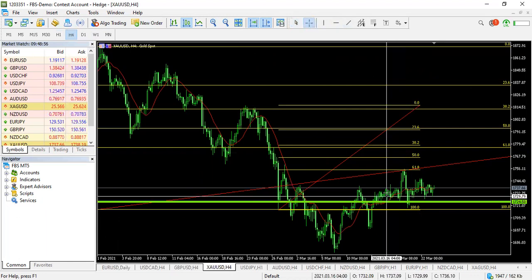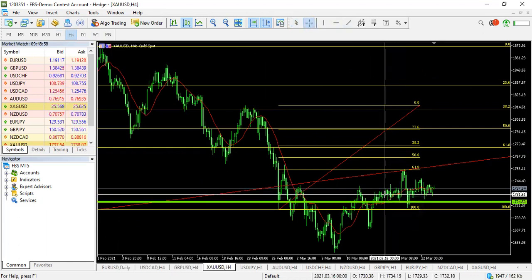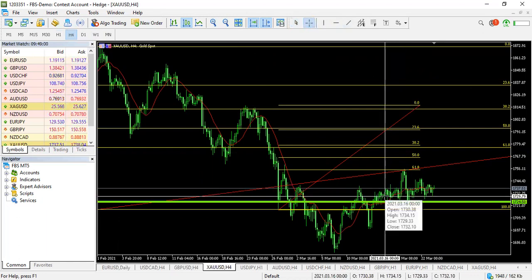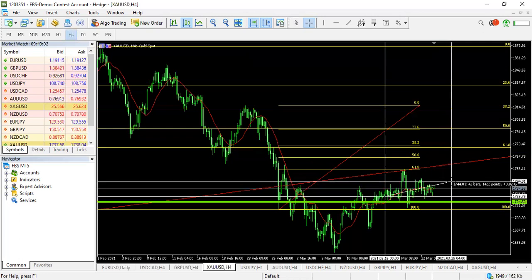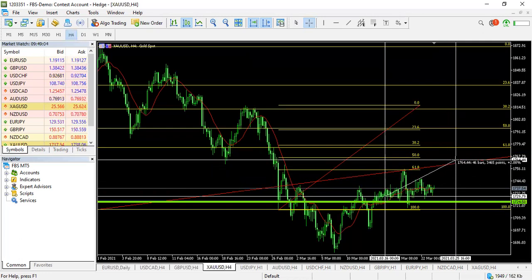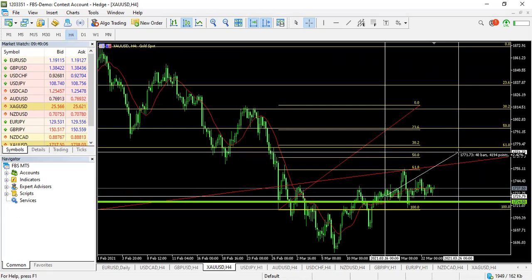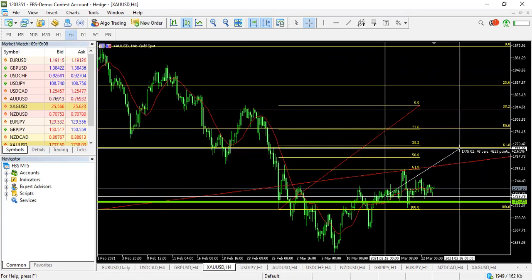And the gold, 1730 is our key support. So this is where the pair is finding support. And 1775 would be our key resistance. This is where you can be looking to sell for this week.